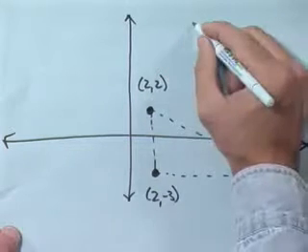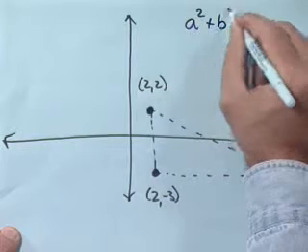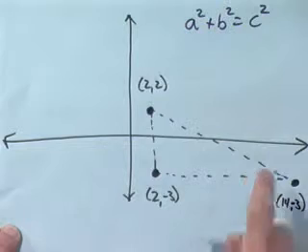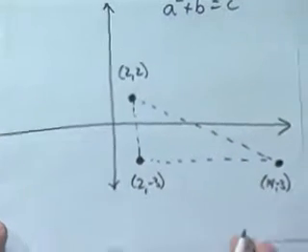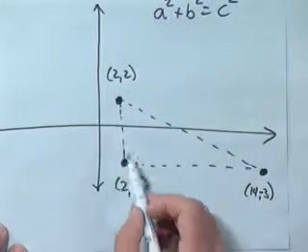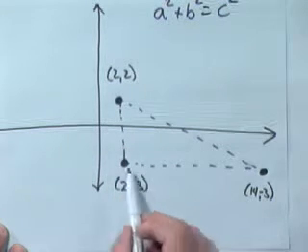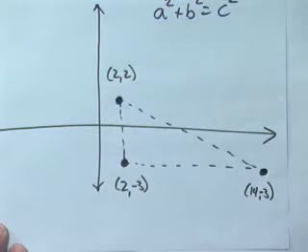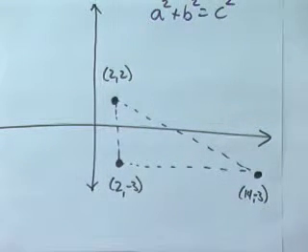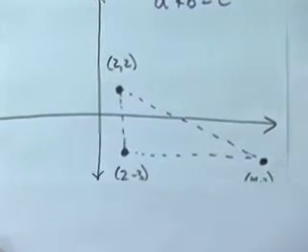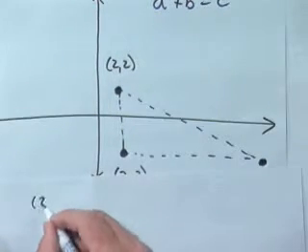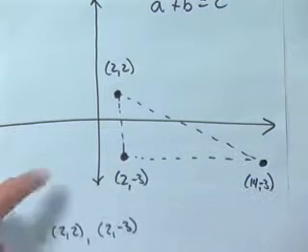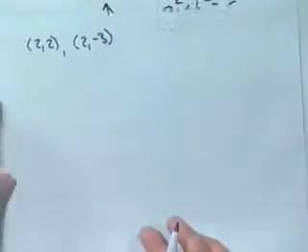Well, we know the Pythagorean theorem is a squared plus b squared equals c squared. So we'll use the distance formula to figure out the length between these 2 points, and these points, and this one as well. Let's go ahead and do that for each side. First, I'll find the distance between the points 2, 2, and 2, -3.